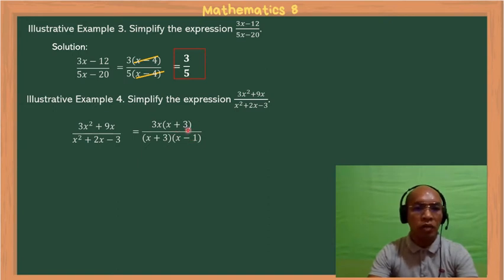So the denominator factors as x plus 3 times x minus 1. Notice, x plus 3 and x plus 3 are common factors. We are going to cancel them out. So what is left is 3x all over x minus 1.